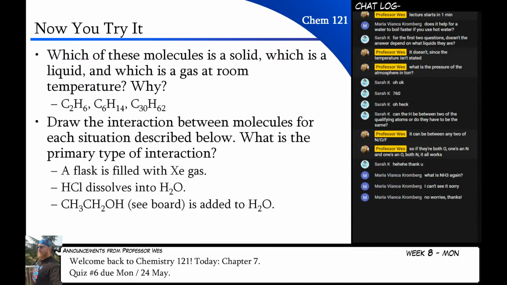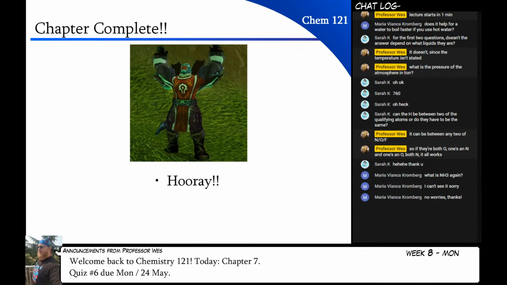All right, I think this is the last slide, so I'm going to just put all this on the board here. I'm going to leave these exercises for you to do as practice. If you have any questions, you can email me about them, ask in the Discord channel, or use my email. But that's chapter 7, I believe. Hooray!